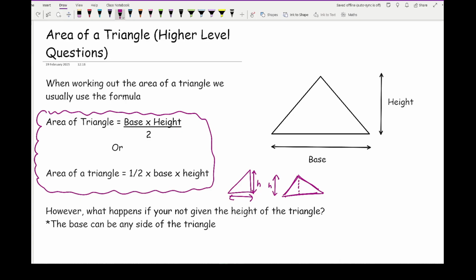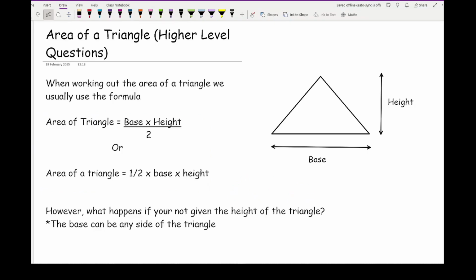So any of the sides could be the base, but whichever you choose, if you place that horizontally, that will be your base, and then the perpendicular height will be the line that goes from that line at a perpendicular angle, 90 degrees, to the upper point.